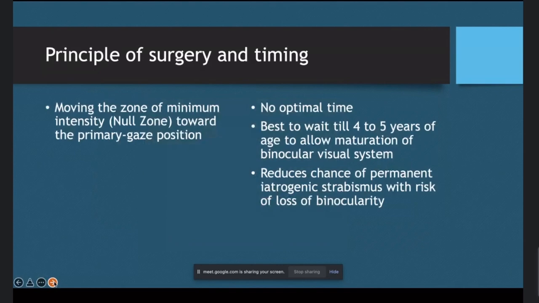So what is the principle of surgery? And what is the timing of the surgery? You move the zone of minimum intensity towards the primary gaze position.